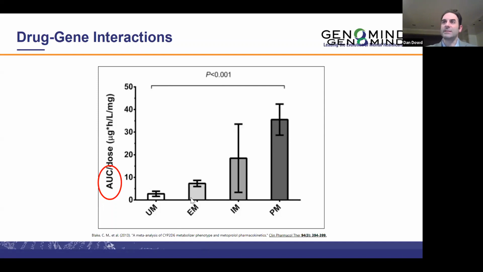Any drug that's sensitive to a CYP450 usually follows this pattern right here. EMs are normal, IMs significantly higher, PMs can see really astronomically high blood levels. When we start to look at some of these guidelines, many of the guidelines say reduce your dose by at least 50% in poor metabolizers.